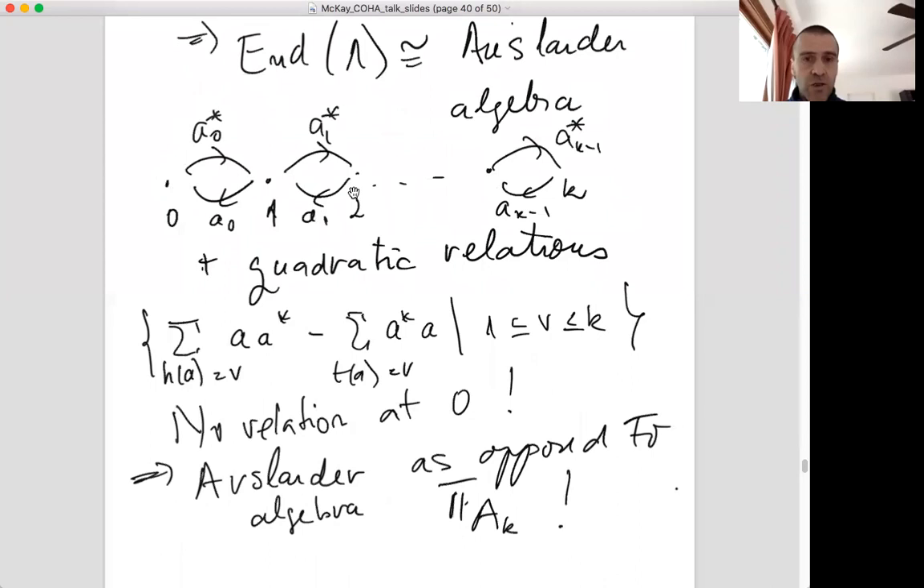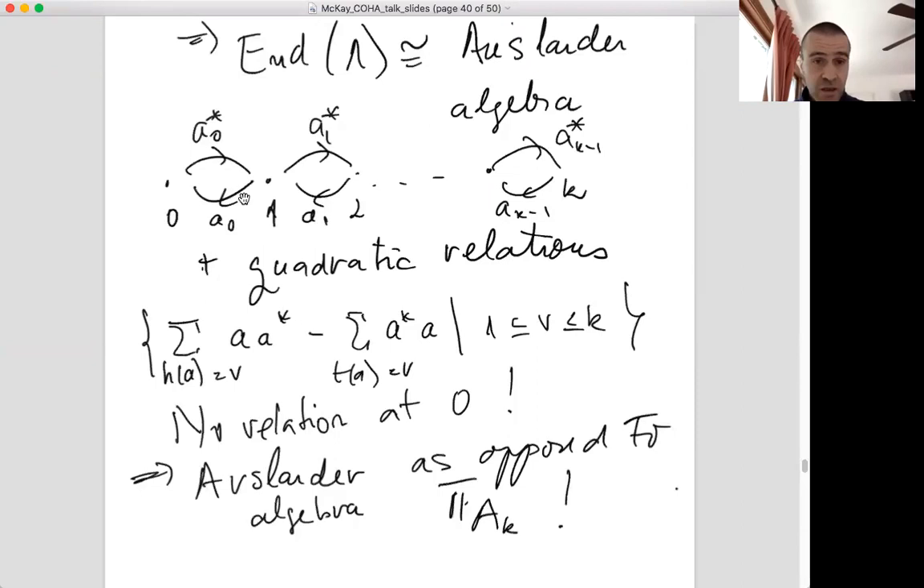But the relations that you impose are exactly the same as the relations of the preprojective algebra, except for forgetting the relation at zero. It's a very important aspect. It's not the same algebra. It's called an Auslander algebra, by forgetting the relation at zero, and that's a very important aspect, because this algebra has finite homological dimension.